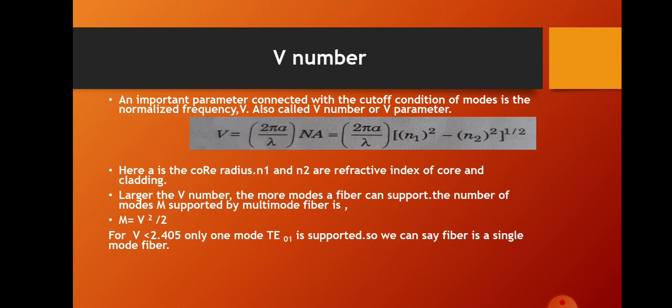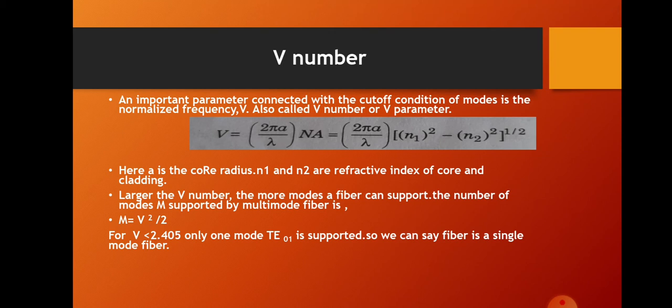Actually, I am discussing this because sometimes in university questions you are asked a question, so the equations for each of these parameters will be needed. So first of all, what do you mean by V number? V number is an important parameter that is connected with the cutoff condition of modes.